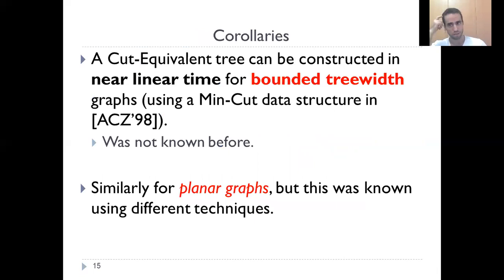Corollaries of this theorem are that cut-equivalent trees can be constructed in near linear time for bounded treewidth graphs. And for that we used a mean-cut data structure from '98, and this was not known before. We have a similar result for planar graphs, but this was known before, using different techniques.